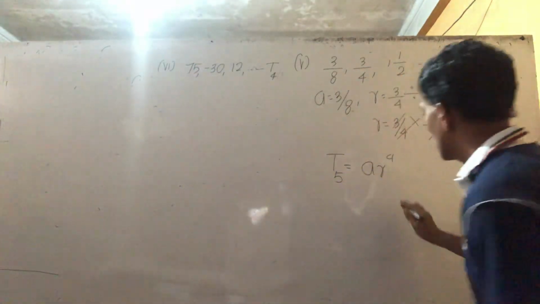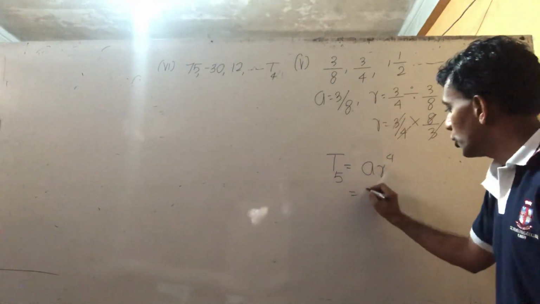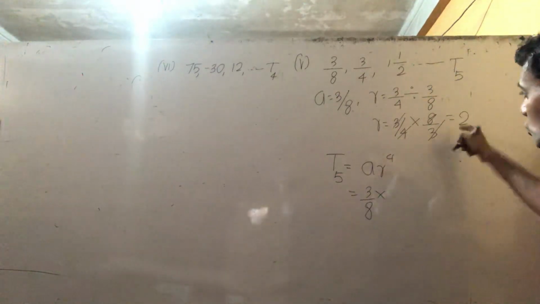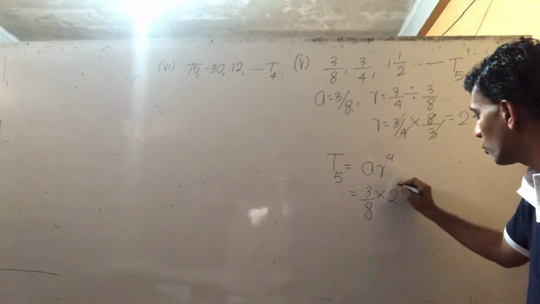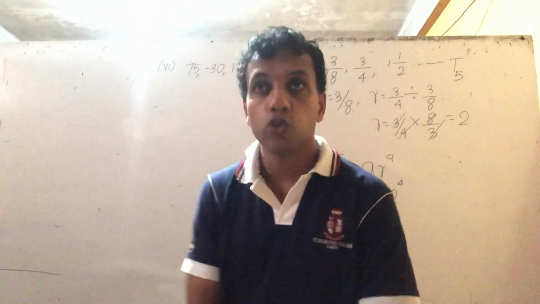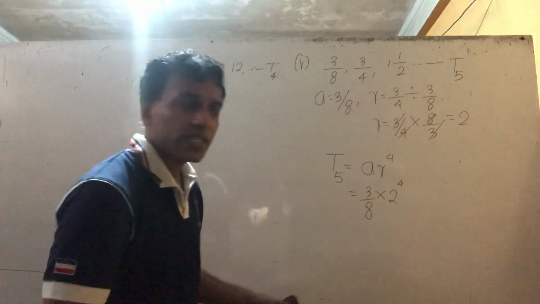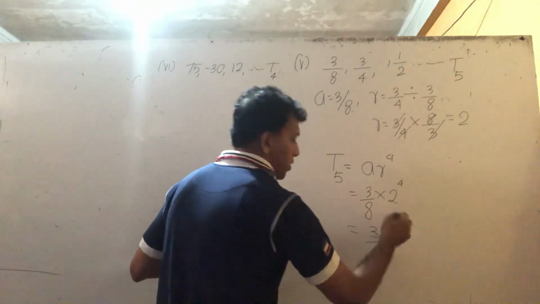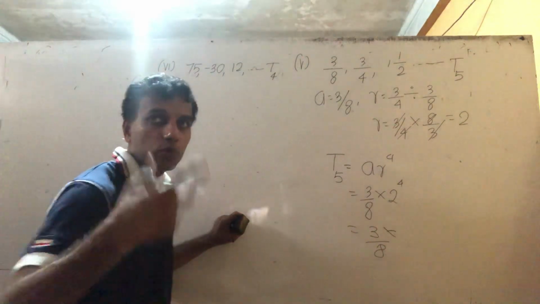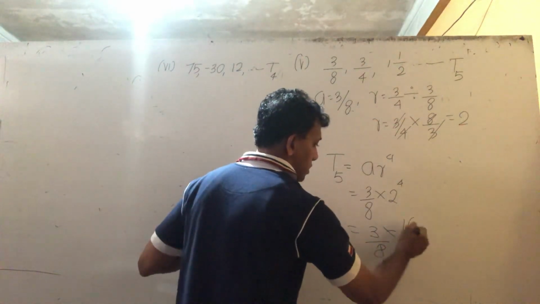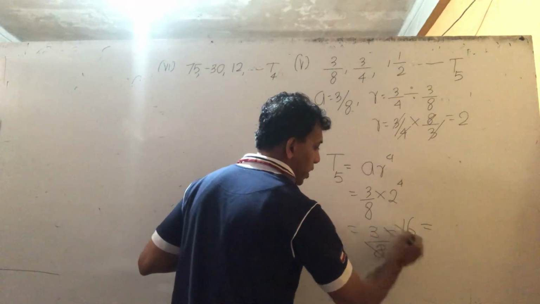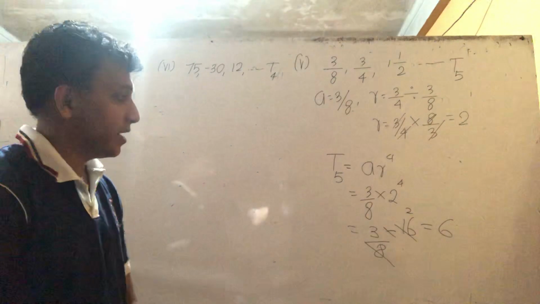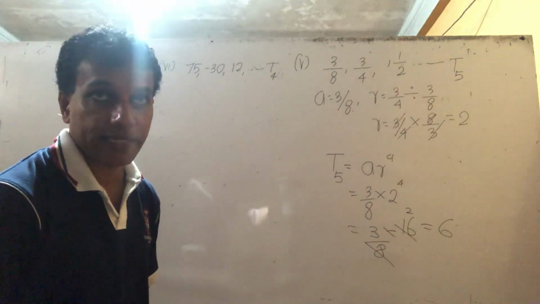A is 3/8 into R, which is 2, to the power 4. Now we simplify. 3 over 8. What is 2 to the power 4? 16. So cut the 8 here, twice. So 6, 2 times 3 is 6. Therefore, the fifth term is 6.